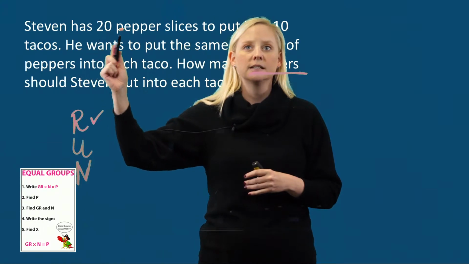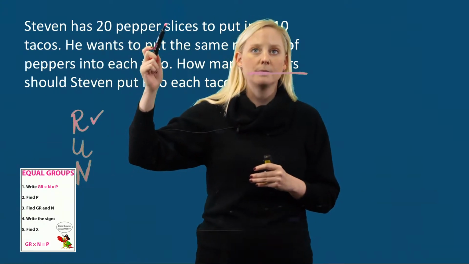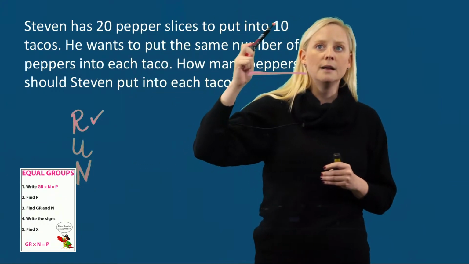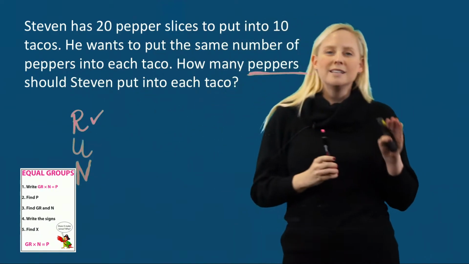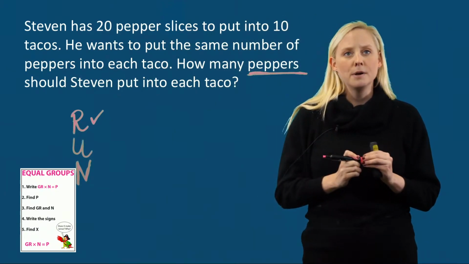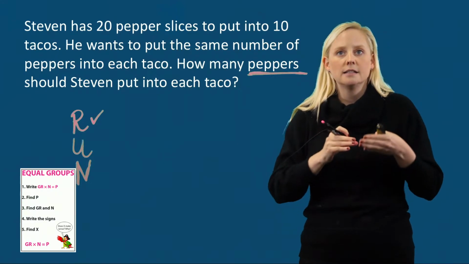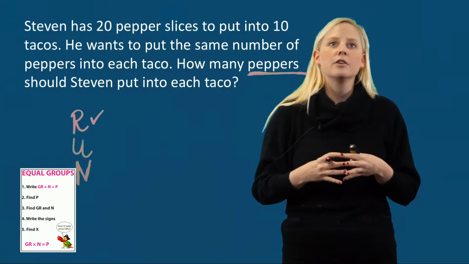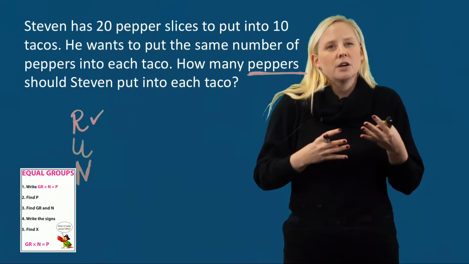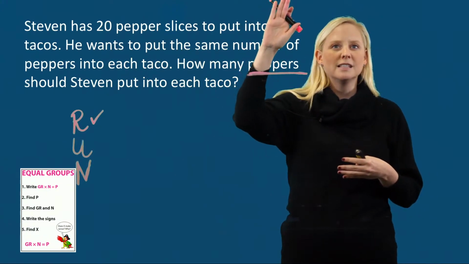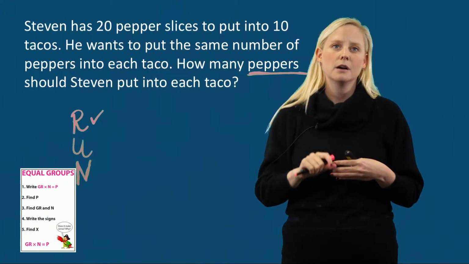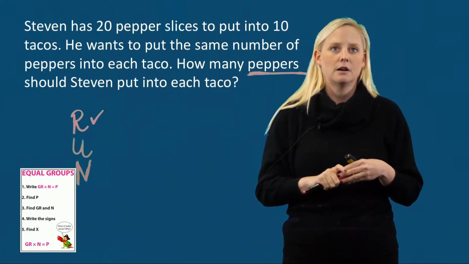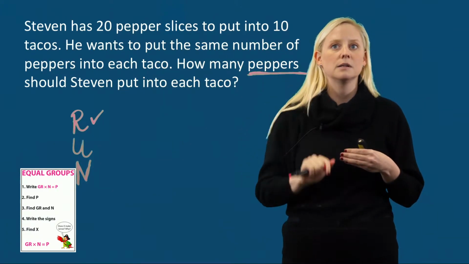Our first number says 20 pepper slices. That's about peppers. Our second number says 10 tacos. While 10 tacos is not about peppers, he's putting the peppers in the taco, so we still need that information. Another way to identify whether or not numbers are irrelevant: if we got rid of the 10, we would only have one number in our problem and we wouldn't be able to solve it. So we still need that number 10.